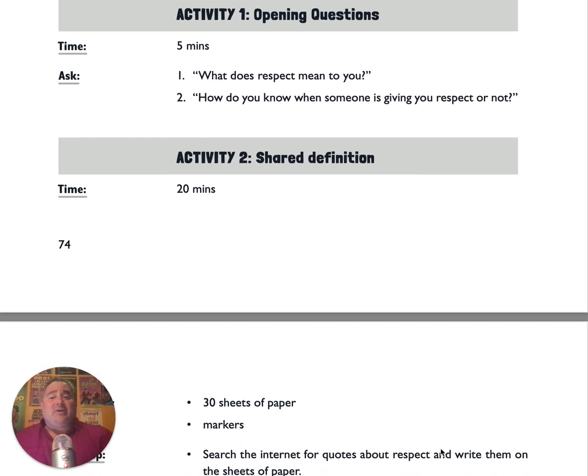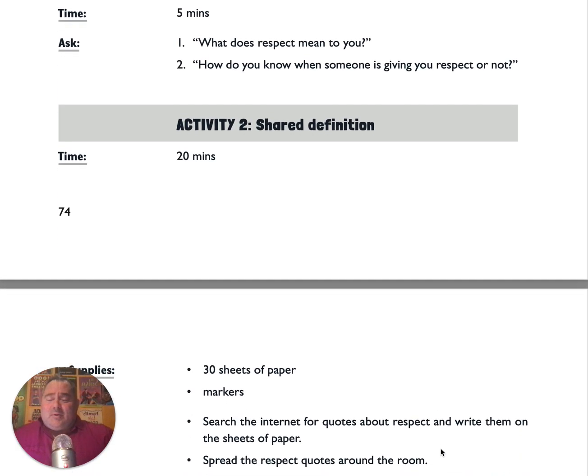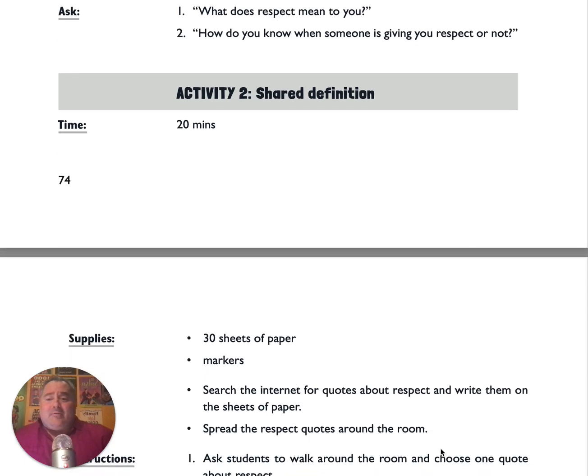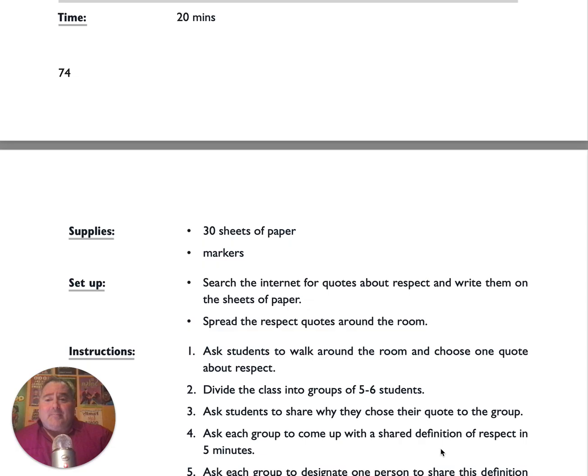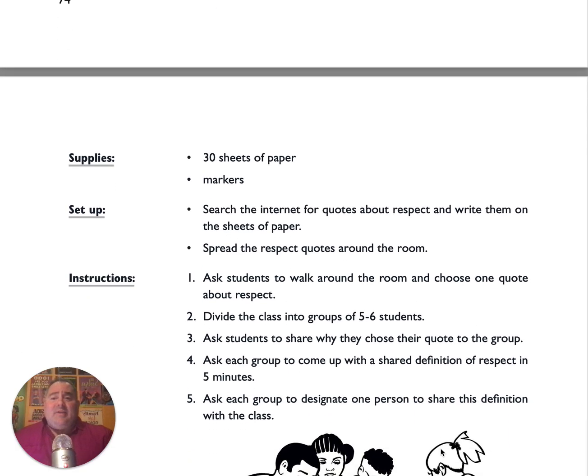All right, we do the shared definition. We're going to make it a little easy for students to think about respect. Give them 30 sheets of paper, a bunch of markers. Then you're going to get quotes. This is a great exercise for any topic. Start with respect, but it can be done for anything. Search the internet for quotes about respect and write them on the sheets of paper. Spread them all around the room.